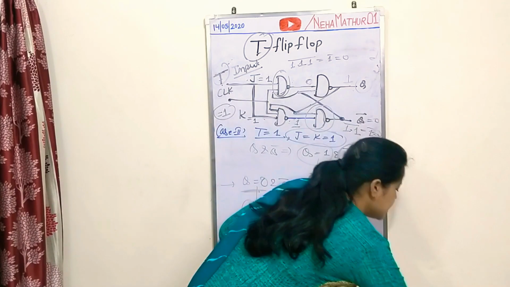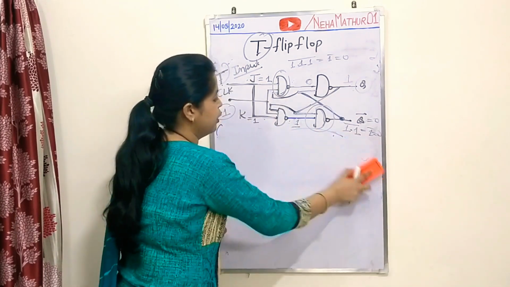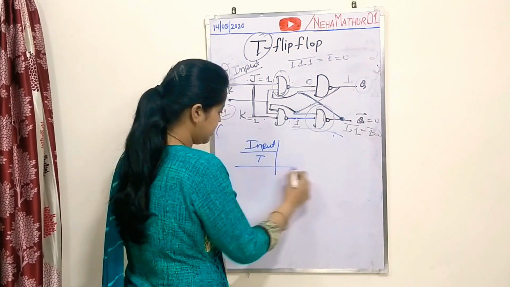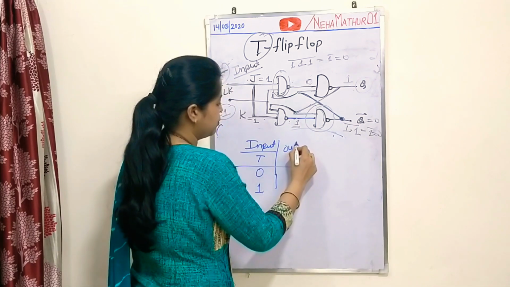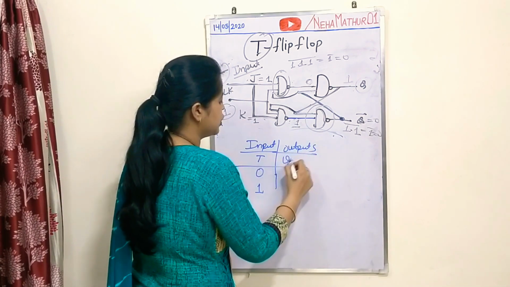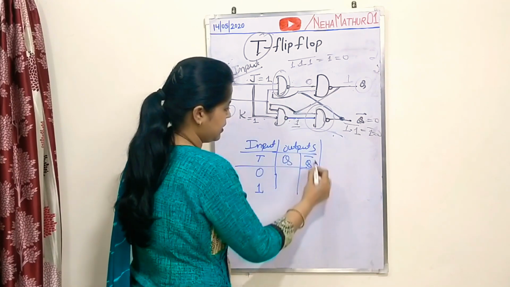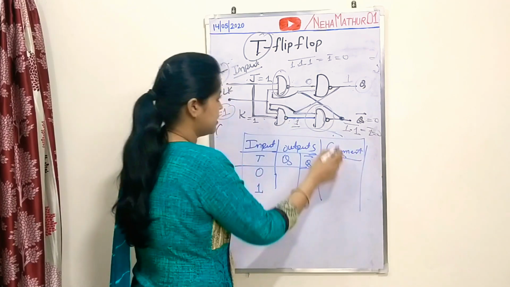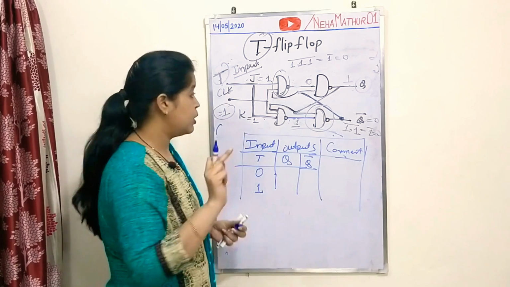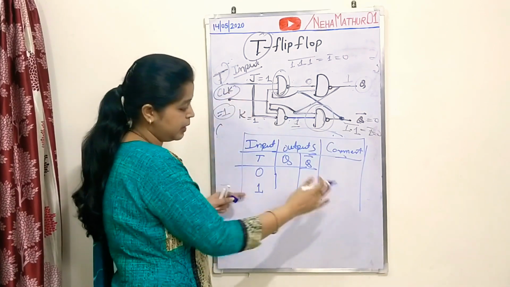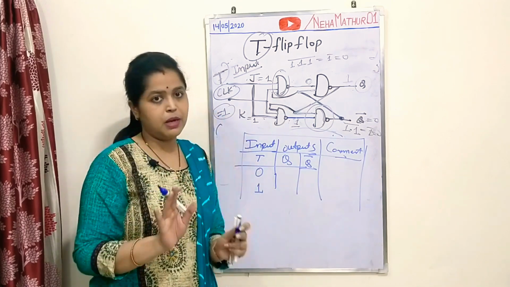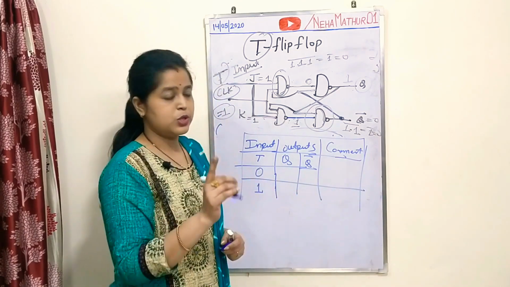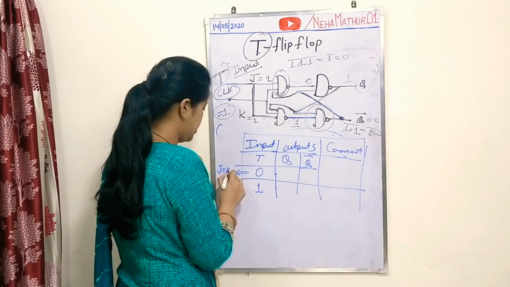And if you want, you can make a truth table for your T flip flop, which will be between the input, a single input T, which may be 0 or 1, and your outputs. Here you have two outputs, Q and Q bar. The complete mechanism of the circuit is possible only when your clock is set at 1. So in the table I am drawing here, keep in mind that the clock is already set at 1. When T is equal to 0, that means J is equal to K is equal to 0.